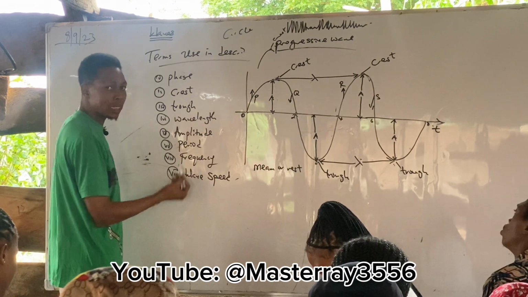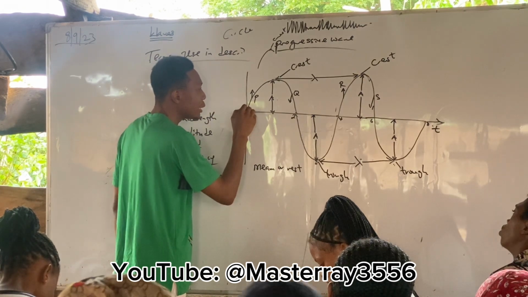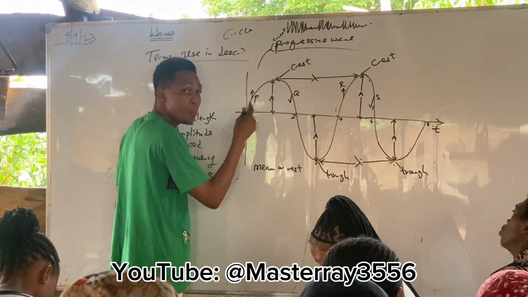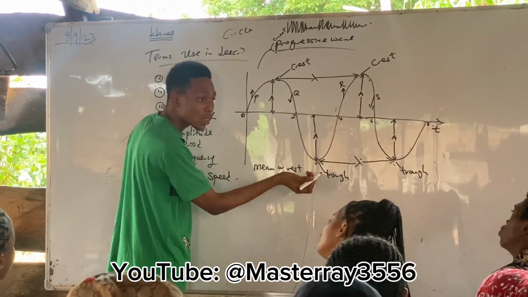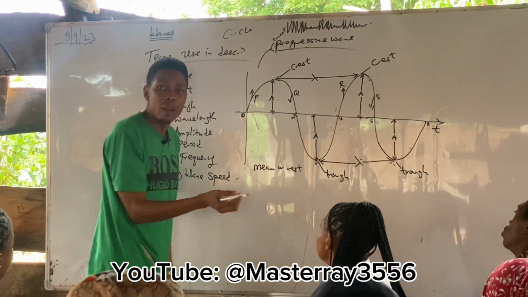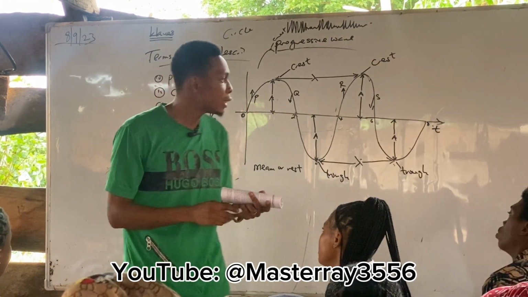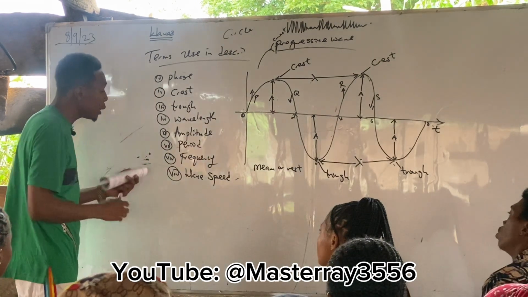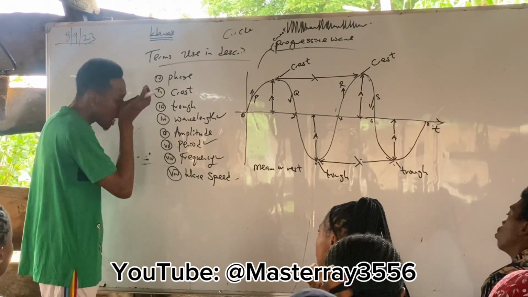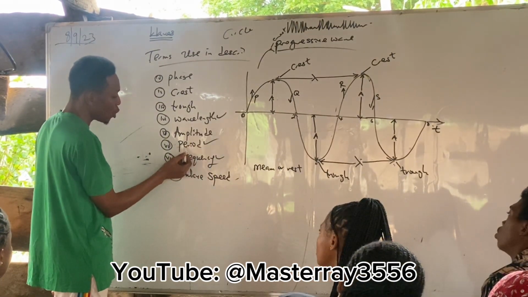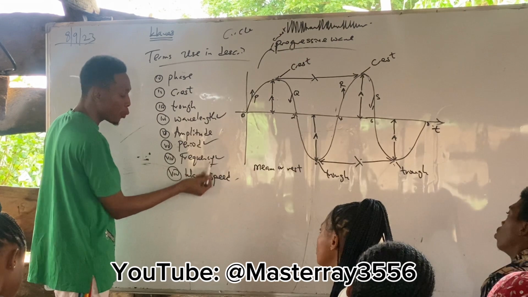Then from here now, we also have another one, frequency. Any vibration that your wave makes, are you getting me? When your wave moves from here to here, it takes time, right? It takes a second. That's known as what? Frequency. So any vibration made by a wave per second is known as frequency. That is why there's a relationship between your period and your frequency, and there's a relationship between your wave and your frequency and your what?